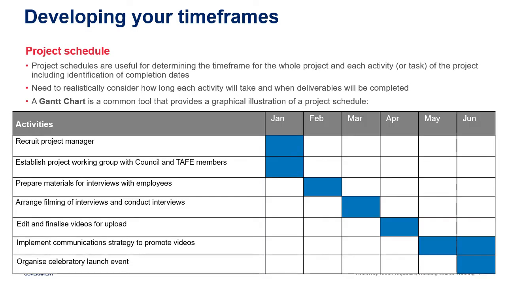A Gantt chart is a common tool that provides a graphical illustration of a project schedule. Here we have an example Gantt chart for the Regional Council case study, which breaks down each of the identified activities and indicates when these activities are likely to occur over the project timeline. Gantt charts can be more detailed than this, including breaking down the schedule by weeks and days.